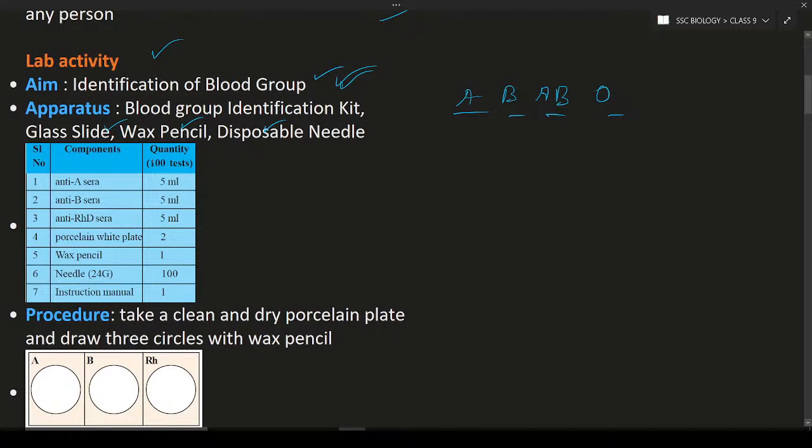The kit contains different components like anti-sera A, anti-sera B, anti-RHD sera, and along with it you may require a porcelain white plate, wax pencil, and a 24G needle. 24G means 24 gauge, which relates to the size of the needle. Next is the instruction manual. These are the kit components. The anti-sera A, B and D come in glass bottles, with contents of about 5 ml. With this kit you can perform 100 tests, which means you can check the blood group of 100 people.